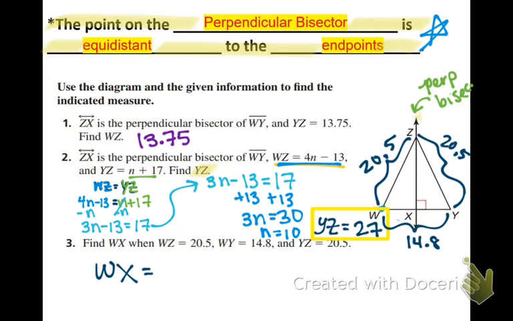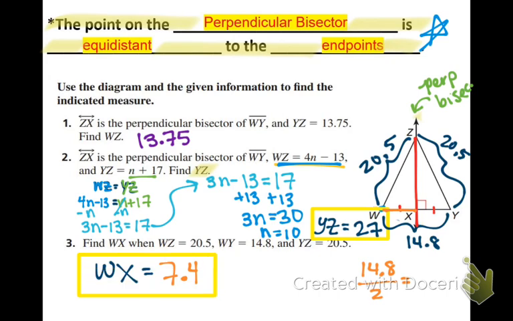Well, if you remember, this is a perpendicular bisector, which means it cuts the segments in half. If the full length of WY is 14.8, that means this will be half of that. So half of 14.8 will be 7.4. That's it.